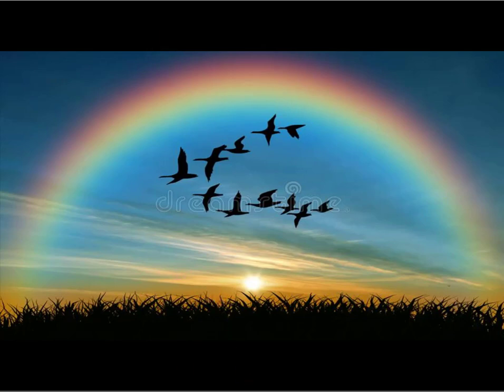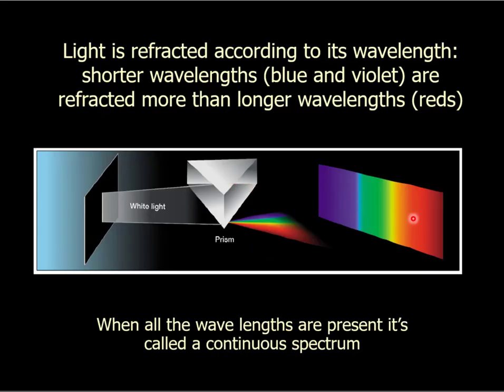So if we run white light through a prism, we get a rainbow on the other side. When we do that, this is called a continuous spectrum, right? You've got all of the wavelengths of light present. All that I'm doing here is running white light through a prism, only now the prism is on its side, not up and down, and there you have it.